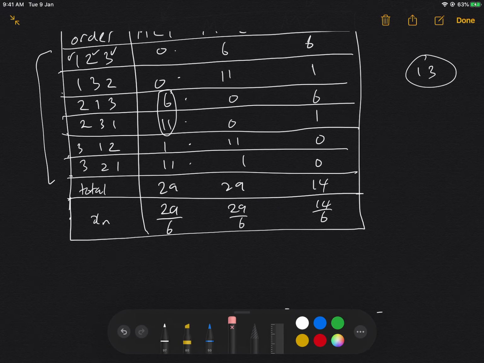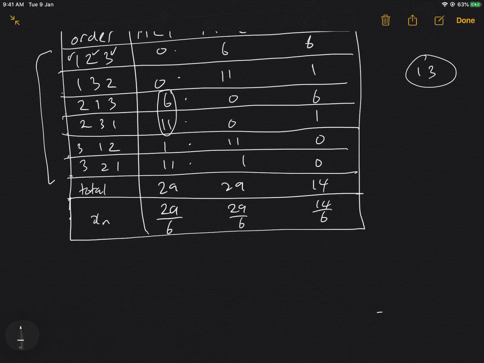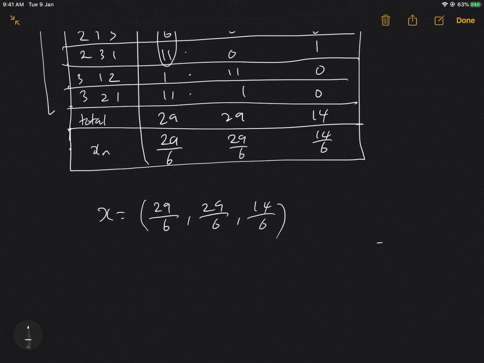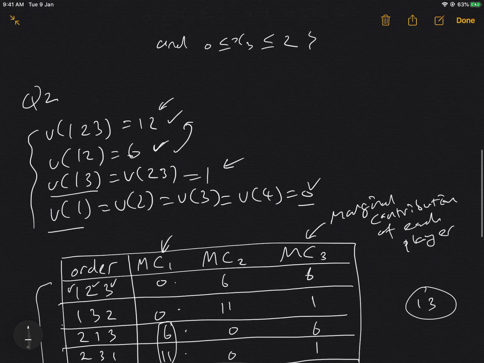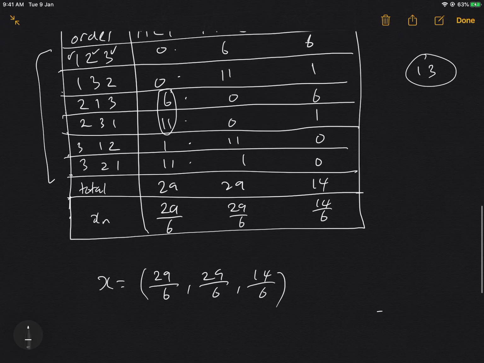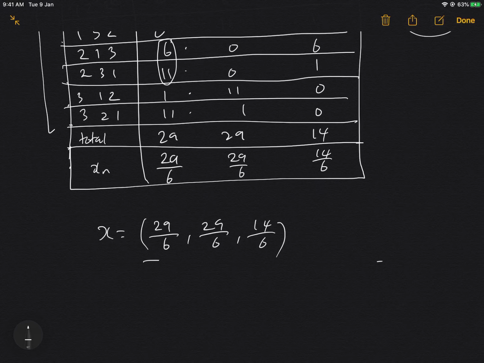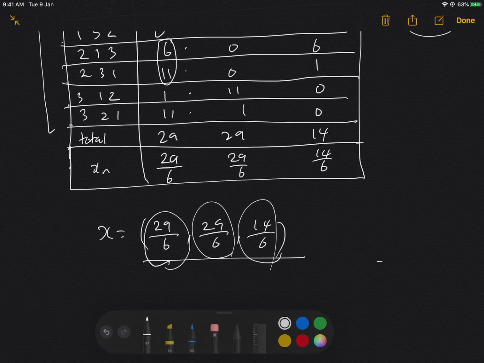So what I've just written here, right? x is 29 over 6, 29 over 6, and 14 over 6. So we're saying that in the grand coalition, if they were to form a coalition together, which means they will have 12 as how much utility they can share amongst themselves, they should allocate that utility in this manner. So player 1 gets that much, player 2 gets that much, player 3 gets this much.